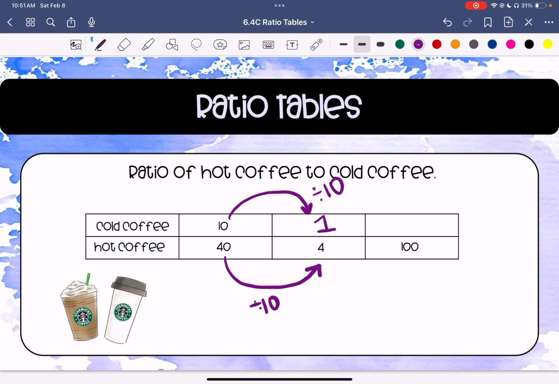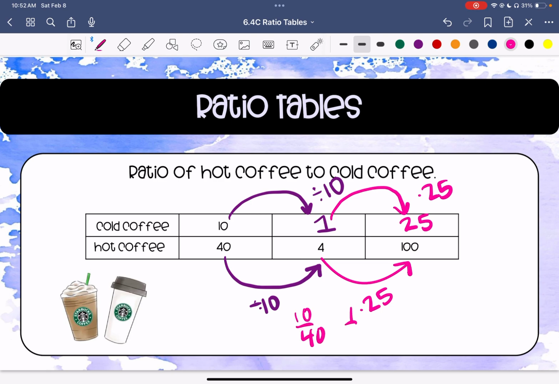Now we're trying to figure out how many cold coffees if there's 100 hot coffees. So you can start from 40 or you could start from 4. So it's easier because there's a direct relationship from 4 to 100. And what that means is if I scale 4 by 25, I get 100. I will also have to scale the 1 by 25, and then it ends up with 25. So 10 over 40, 1 over 4, and 25 over 100. Those are all equivalent ratios.